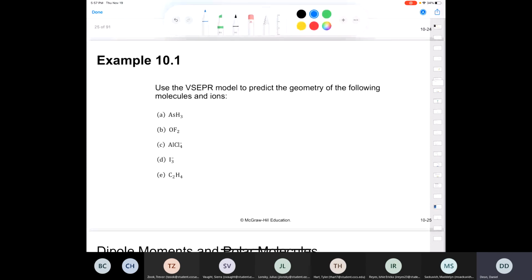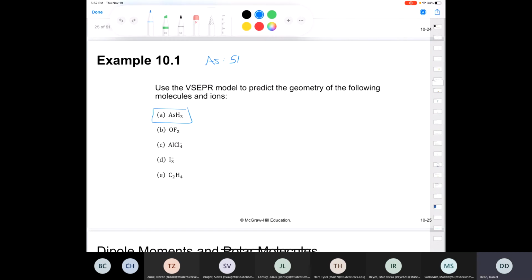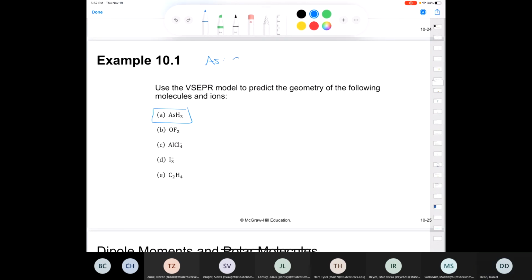It says use the VSEPR model, the valence shell electron pair repulsion model, to predict the molecular geometry of the following molecules and ions. Let's start with AsH3. Let's work through this one together as a group. If I look up arsenic, element As, it's element number 33. As is found in group 5A. Found in group 5A. Therefore, it has 5 valence electrons.